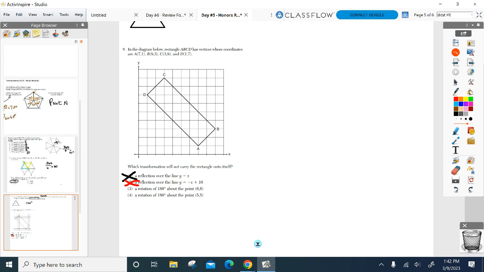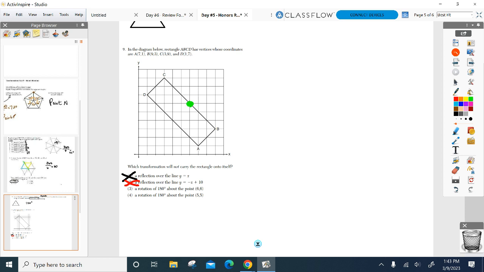Rotation of 180 around (6, 6). Locate (6, 6). 1, 2, 3, 4, 5, 6. 1, 2, 3, 4, 5. Right here. I missed, right? Is it right here? 1, 2, 3, 4, 5, 6. There we go. All right.